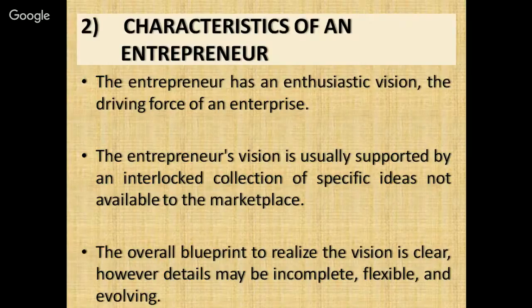Then the entrepreneur's vision is usually supported by an interlocked collection of specific ideas not available to the marketplace. He has in his ideas what he is going to launch in the next, say, 6 months, 1 year, 1.5 years, 2 years. That is not available to the marketplace. Then the overall blueprint to realize the vision is clear. However, details may be incomplete, flexible and evolving.